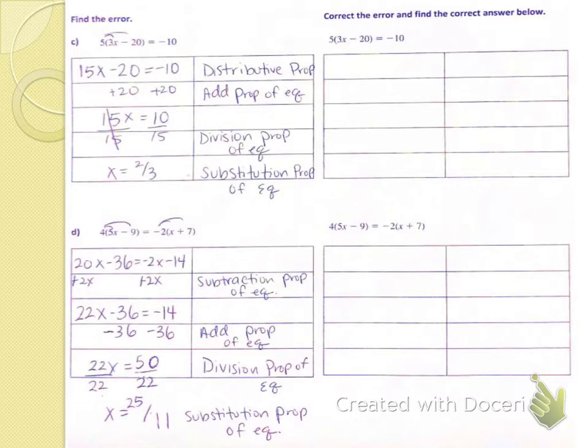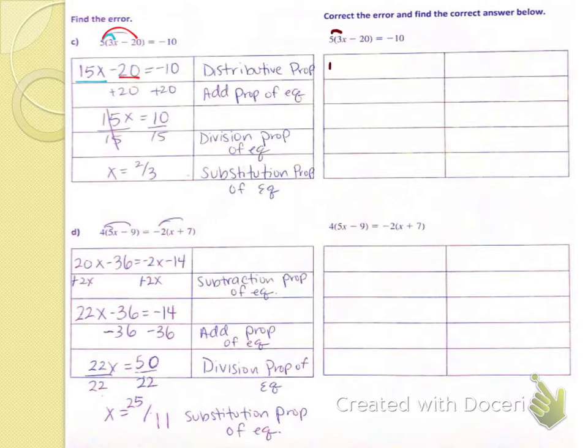But for our first part, they said they distributed. Did they distribute? Yes, but not correctly, right? What part did they not do correctly? They did 5 times 3x, which is 15x, but they did not do 5 times negative 20. So essentially, we're going to have to start over. We're going to distribute ourselves.